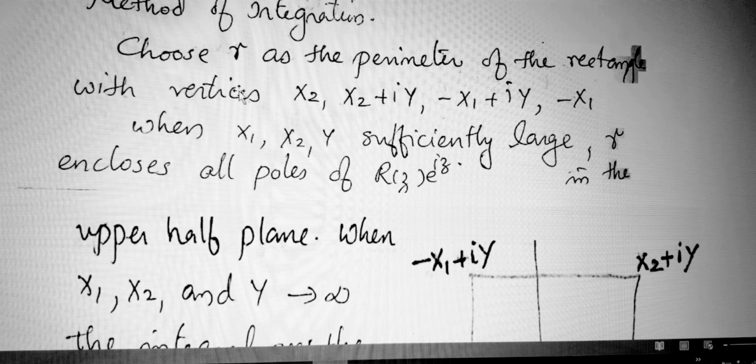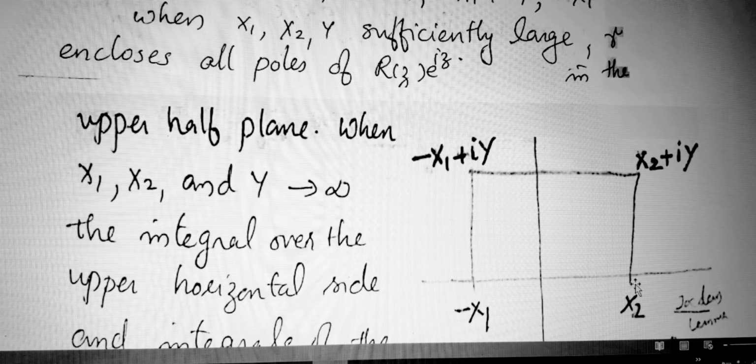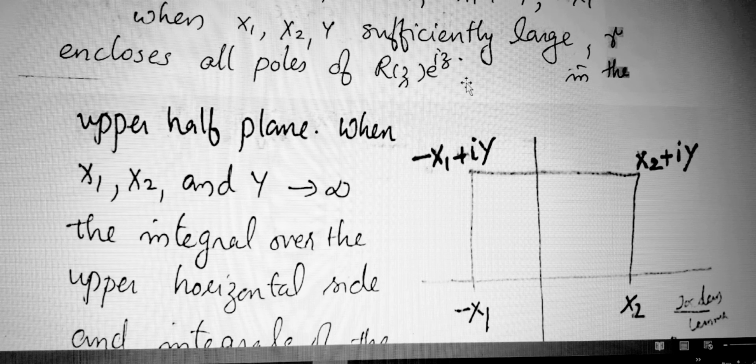Choose gamma as the perimeter of the rectangle with the vertices x2 plus iy, minus x1 plus iy, and minus x1. That is, this part, perimeter of this rectangle. When x1, x2 and y are sufficiently large, gamma encloses all poles of r of z into e raised to iz in the upper half plane.